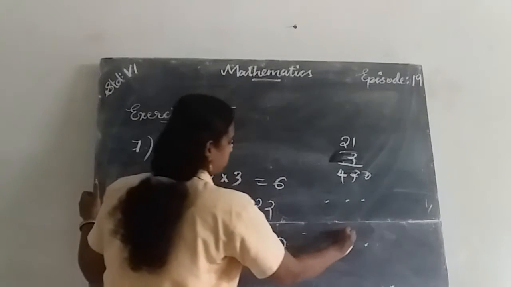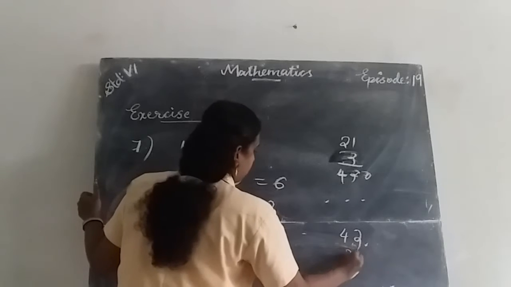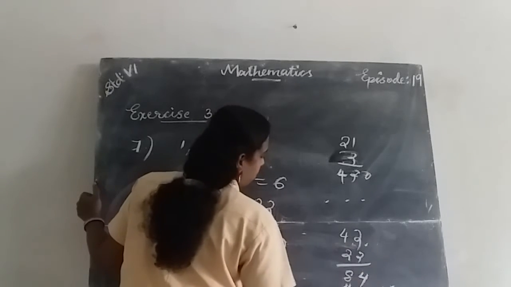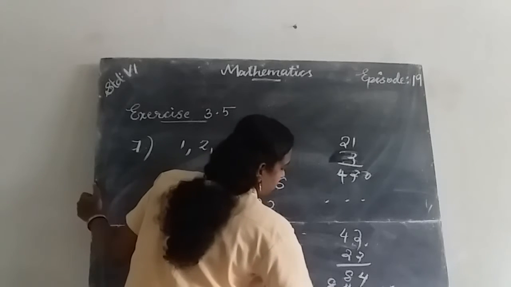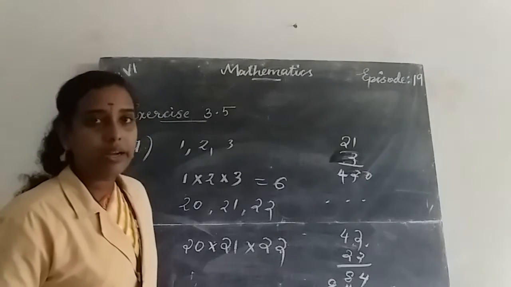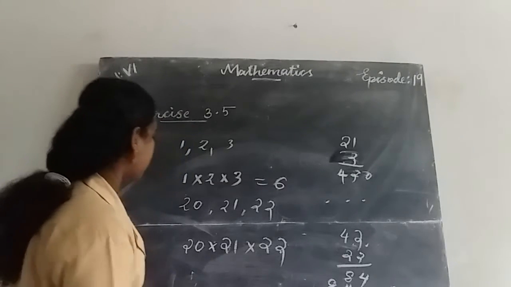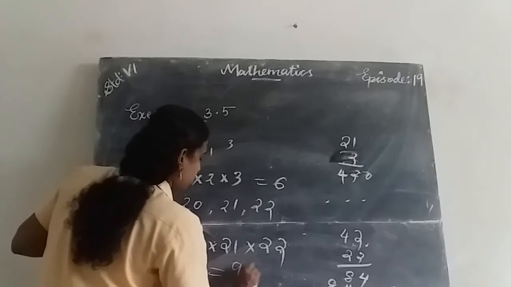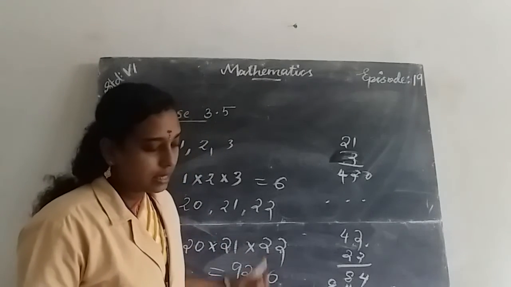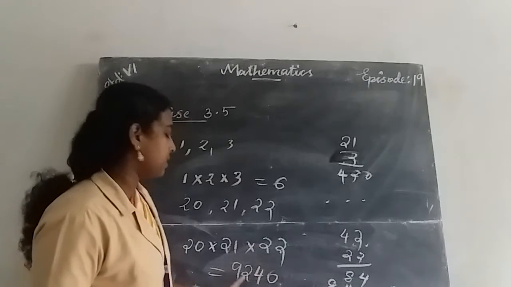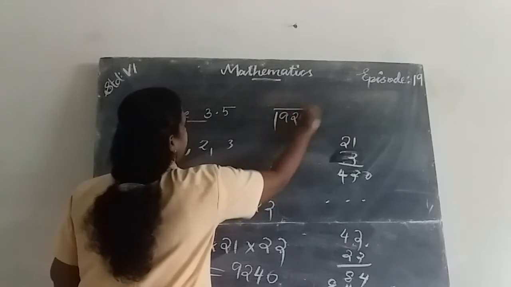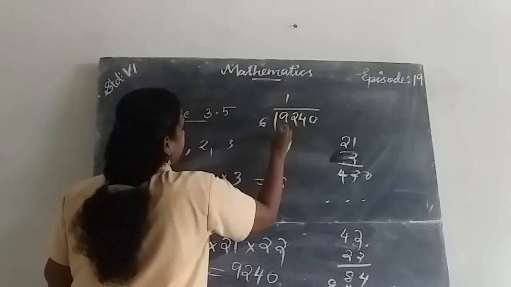Then 420 into 22. So the product is 9,240. Then we check whether it is divisible by 6 or not. It is divisible by 6. 9,240 divided by 6.